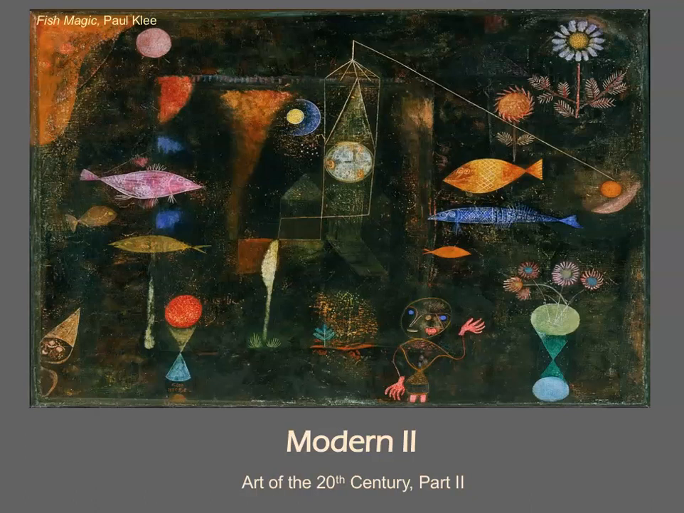Well, hello everyone. Welcome to the second part of our exploration of the art of the 20th century. We'll call it modern too, but the term modern cannot really encompass all of the different movements and styles that emerged from this time. This painting is by the artist Paul Klee, and he was an abstract painter, but he followed the surrealist ideal of drawing into the unconscious mind to find inspiration for his work.